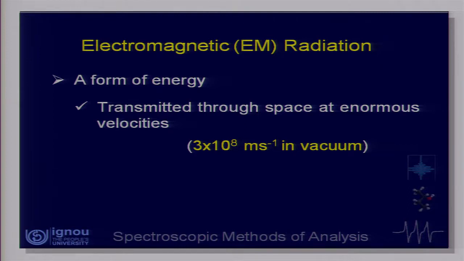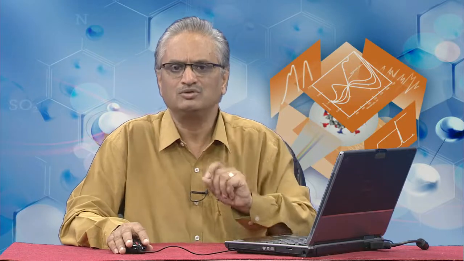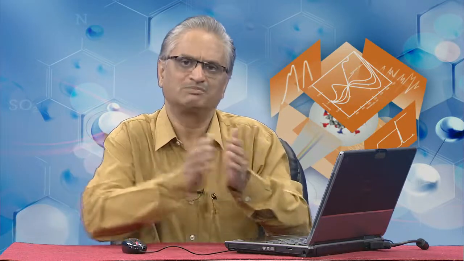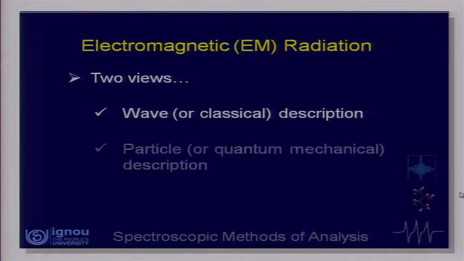A very important characteristic of EM radiation is that it does not need any medium for transmission. Though a medium does affect it, it is not essential to have a medium because it can transmit through vacuum as well. Now, if you look into the historical perspective on electromagnetic radiation, essentially there are 2 descriptions of EM radiation. One is the classical or wave description, and the second is the quantum mechanical or particle description. We recognize EM radiation more often than not in terms of the wave description or the classical description.